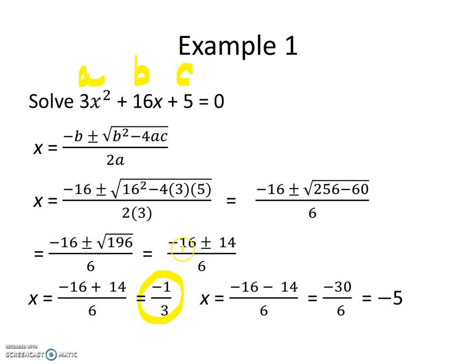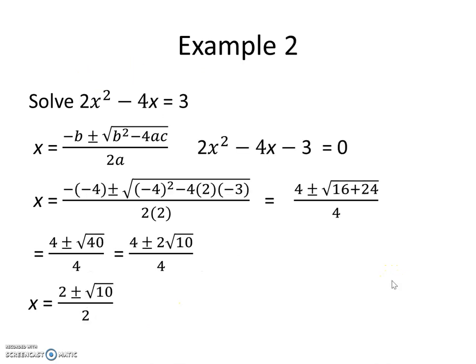Doing the bottom route, negative 16 minus 14, we find that it's negative 30 over 6, which is simply negative 5. So the two solutions to our equation are negative 1/3 and negative 5.